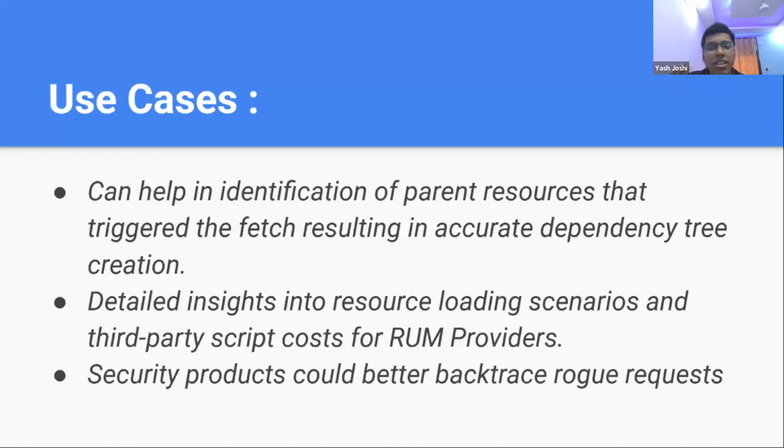For example, they may trace back the resource to the LCP and find out elements that are on the critical path to LCP, or they may find culprit third-party scripts that may be loading a lot more bloatware or other scripts that were not intended. So, a bunch of interesting optimizations can be done once we have this info in hand. Apart from that, we also think that security products can potentially benefit from such an attribute, where they may be able to better backtrace these rogue requests. So these were about the use cases.